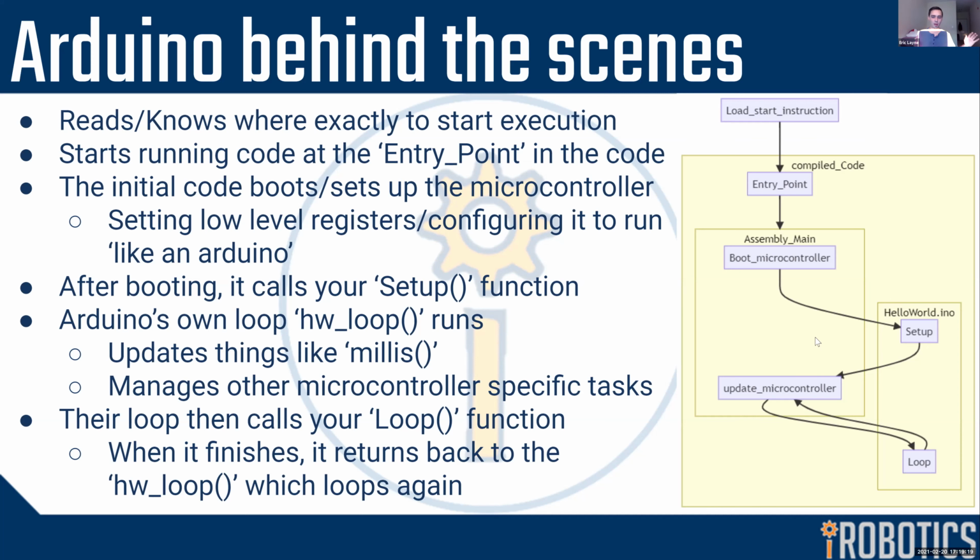You don't see it or know about it, but every time or every few times it runs, it'll call your loop. Your loop has all of your code that does all your robot stuff. Once that finishes, it goes back to the update microcontroller loop. And that, again, does things like updating millis and stuff like that. It's a bit more complicated than that, but generally you have this kind of loop going between update microcontroller and loop. So your loop keeps running over and over, and the update microcontroller loop runs over and over and over.